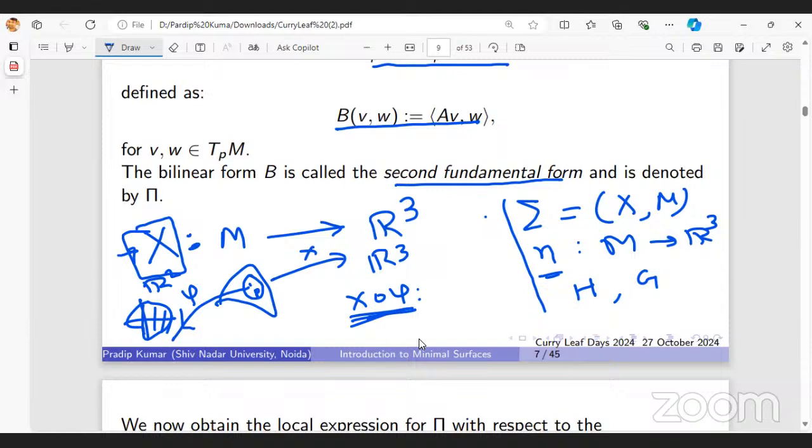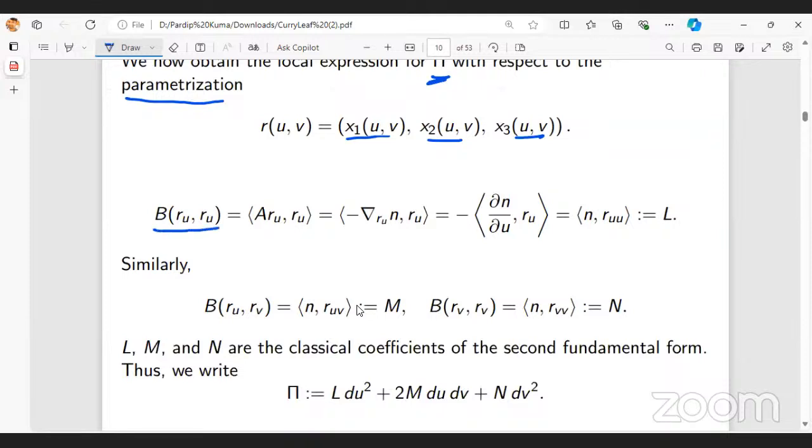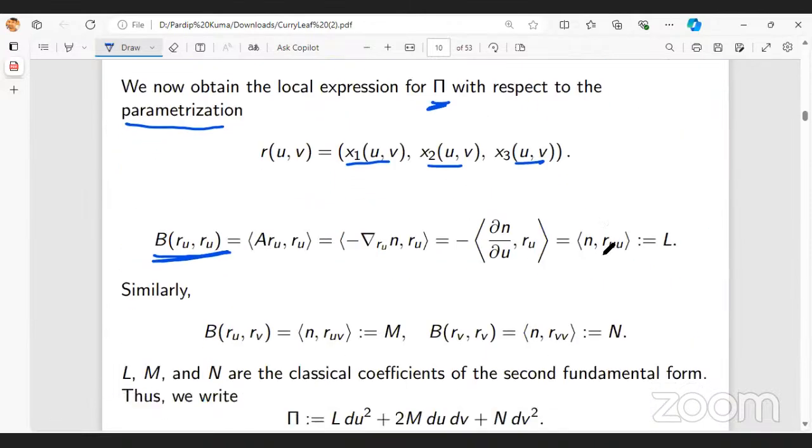So in place of M to R3, you are looking at patches, patch by patch. In the patch, if you write X composition phi, it's just the map R. So R of UV, I'm writing as X1 UV, X2 UV, X3 UV. And with help of this R, let us try to calculate B of R_U. Basically, the definition of B is A of V comma W. So B of R_U turns out to be N_U. Here I had a minus because of this minus we are having plus here.